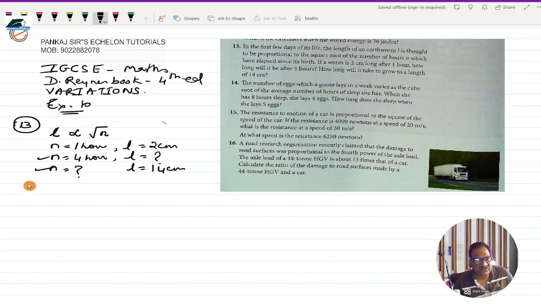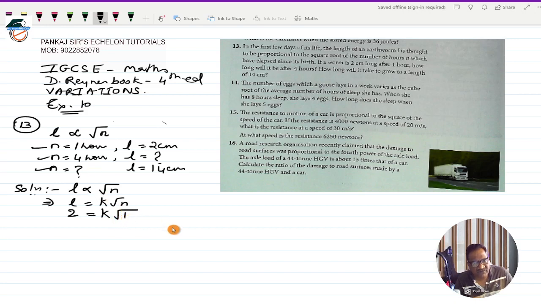As usual, the solution will be like this. Now L is directly proportional to square root of n. This implies that I can write L equal to k times square root of n. Done. Now one set of values is known to me: n is equal to 1 hour when L is equal to 2 centimeters. So I'll substitute over here and write L equal to 2 centimeter, k I'm going to keep as it is, and square root of n I'm going to take as 1. So this happens to be 2 equal to k into 1, which is nothing but k. So I get k is equal to 2.